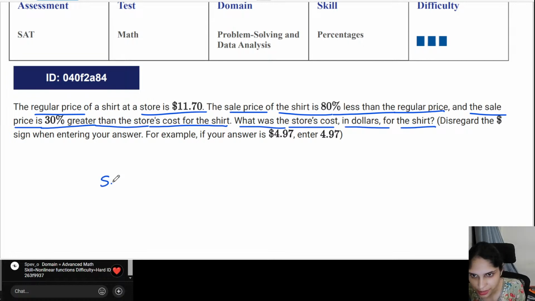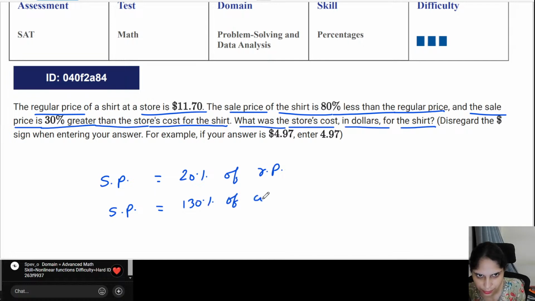So what do we have? Sale price, I can write SP. 80% less than, that means 20% of regular price. And sale price is 30% greater, that means 130% of store's cost. And this is what we have to find out. Why 130? Because 30% greater means 100 plus 30. Why 20%? Because 80% less means you have to subtract from 100. Now regular price is 11.70.